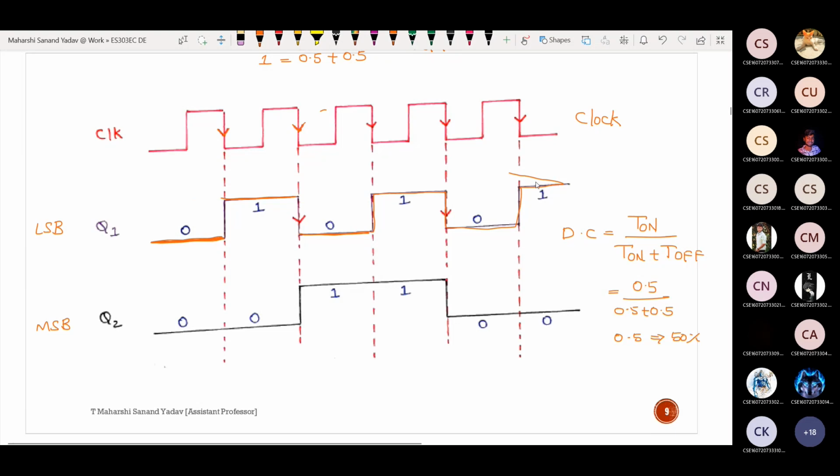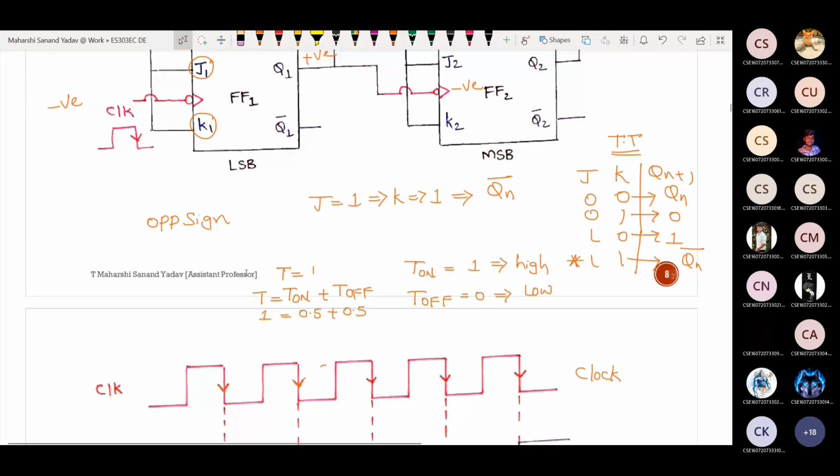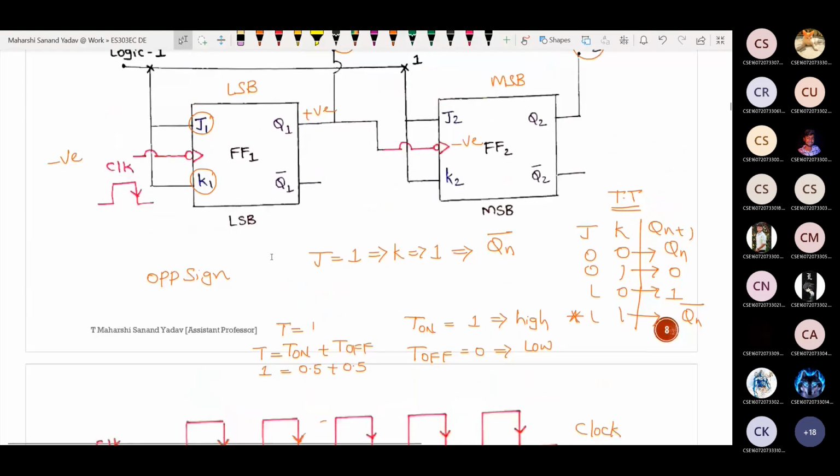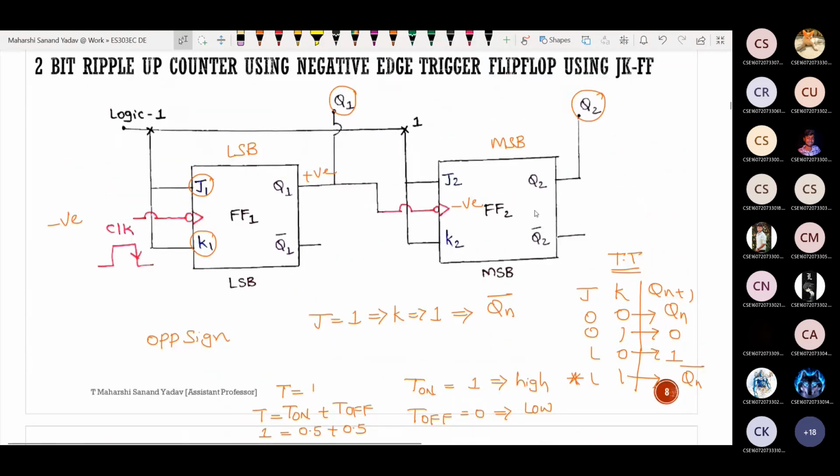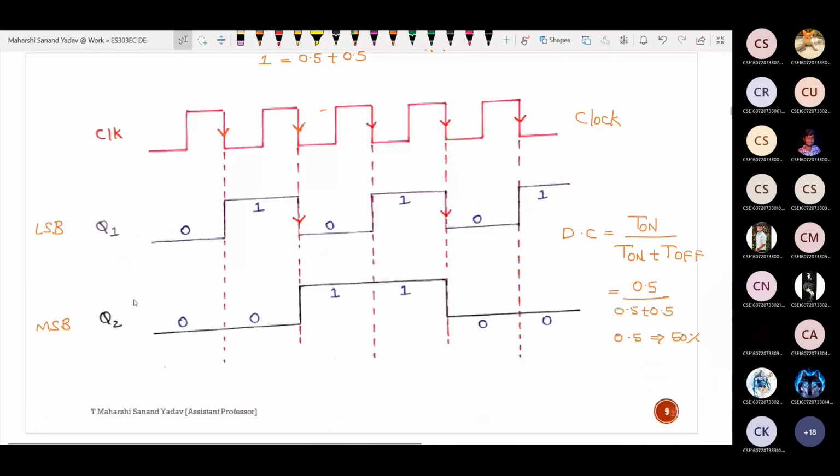Now tell me, what is the clock for Q2? According to the diagram, what is the clock for Q2? I mean for flip-flop 2. In order to get this output Q2, what is the clock? Are you applying any external clock or Q1? Q1. So here Q1 is acting as a clock. Now, in order to get the output Q, should I consider this particular clock or it's not needed?